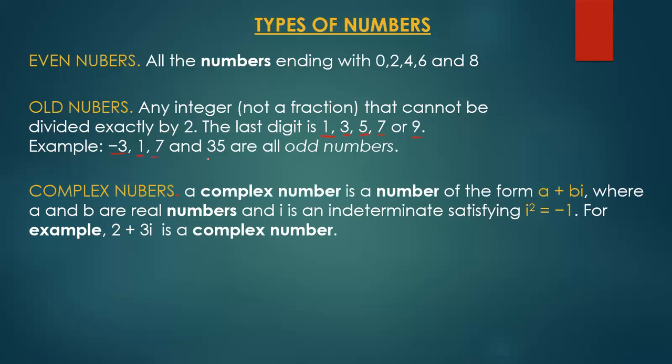We also look at another set of numbers, which are complex numbers. Complex numbers are simply numbers that are in the form a plus bi. The first part is called the real part of the complex number. Then we have the other part, which is known as the imaginary part of the complex number.